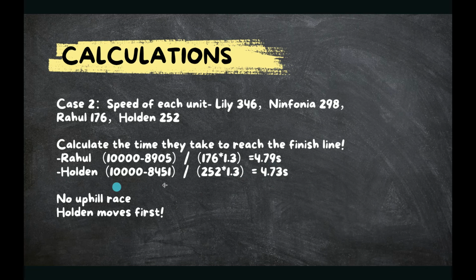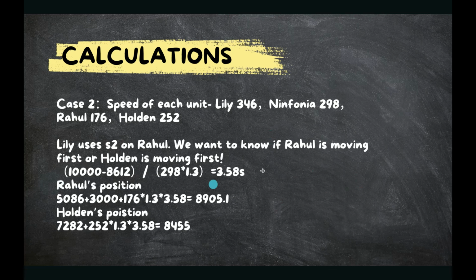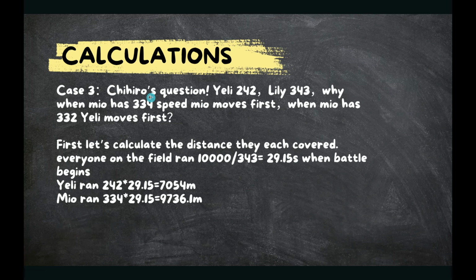Okay, so this is a very easy example, and then we cover the case when the time is greater than 3 seconds, right? So next example is Chihiro's question, who is my guildmate? And he says his Yeli is 242 speed and his Lily is 343 speed. Why, when his Mew has 334 speed, is Mew moving first?